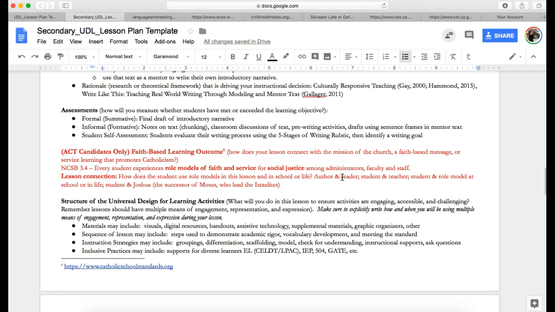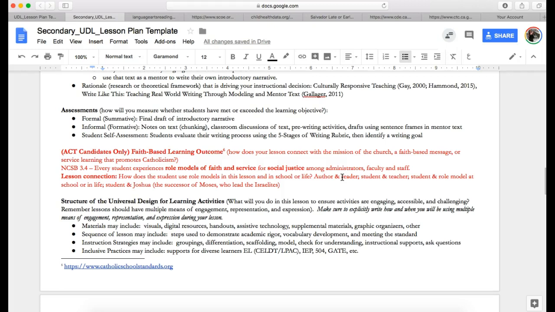So students are going to evaluate their own work using the writing process, and we have a rubric for them called the 5 stages of writing. After they do a self-assessment, they will identify a writing goal. So for example, perhaps we have a student who didn't quite get to the finish line. Maybe they didn't turn in that final draft. So their goal for the next writing assignment would be to submit a final draft that is proofed and ready for teacher assessment. All right.